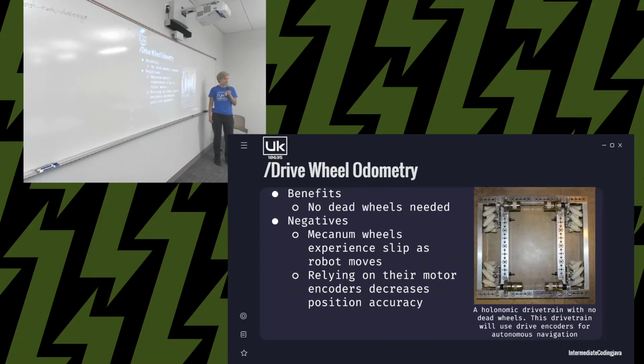So the first type of odometry you could use is just drive wheel odometry. This means your robot drivetrain has no dead wheels, and you're just relying on the encoders of the robot's drive wheels to track its position. The advantage of this is that no dead wheels are needed, but the disadvantage is that it's the least accurate system to determine robot position, because mecanum wheels experience slip as the robot moves, so it won't be able to determine exactly where the robot is as the movement goes on, as it'll begin to slip. Here shows a drivetrain that uses the motor encoder values for localization.